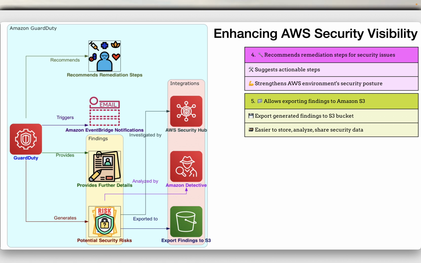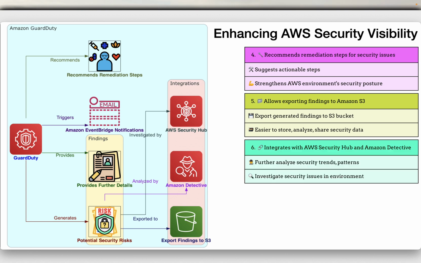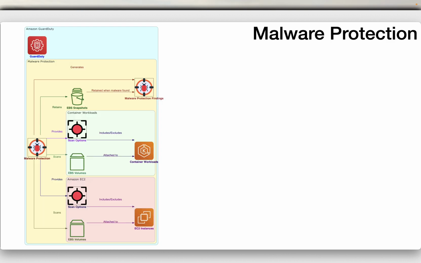GuardDuty enables you to export the generated findings to an Amazon Simple Storage Service, Amazon S3, bucket, making it easier to store, analyze, and share the security data with other tools and teams. GuardDuty seamlessly integrates with other AWS security services such as AWS Security Hub and Amazon Detective, allowing you to further analyze and investigate security trends and patterns in your environment. So let's see all the features now one by one. We have covered what GuardDuty is, a comprehensive overview. Now let's see features one by one.